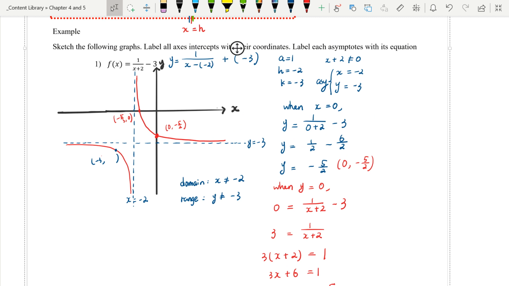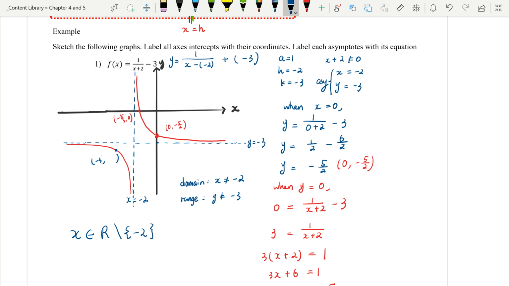For example, the first one here, for this one, I will write the domain. Well, I don't write domain, I write x belongs to R except -2, because the domain can be anything but not the vertical asymptote. I can take all the x but not the x asymptote. And y belongs to what? y belongs to R except -3. y can be anything else but not -3. So that's what I'm going to ask you to do. For all the graphs we sketched, write x belongs to, y belongs to, and talk about the domain and range. And I'll check answers with you next lesson.